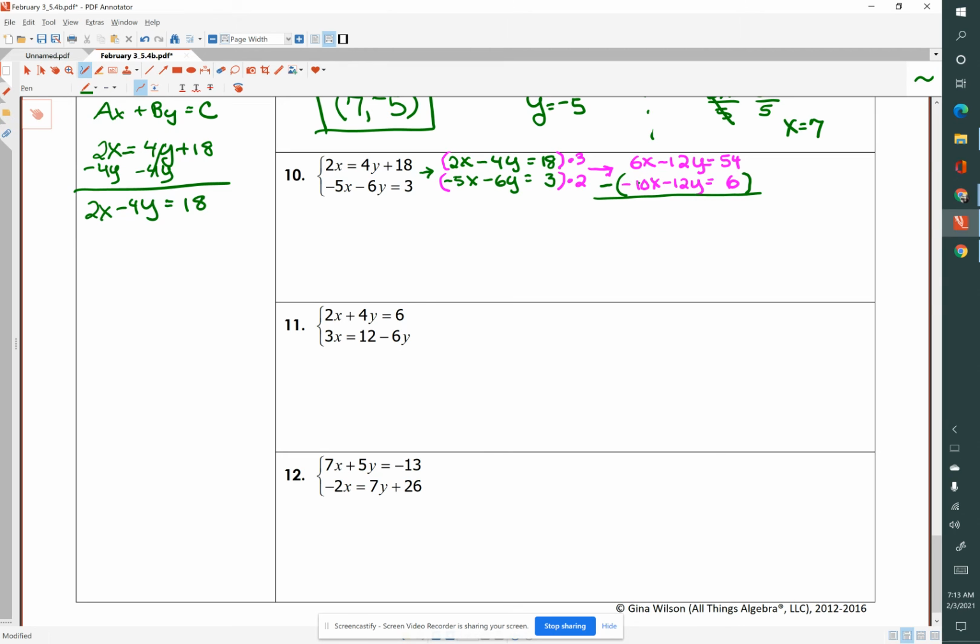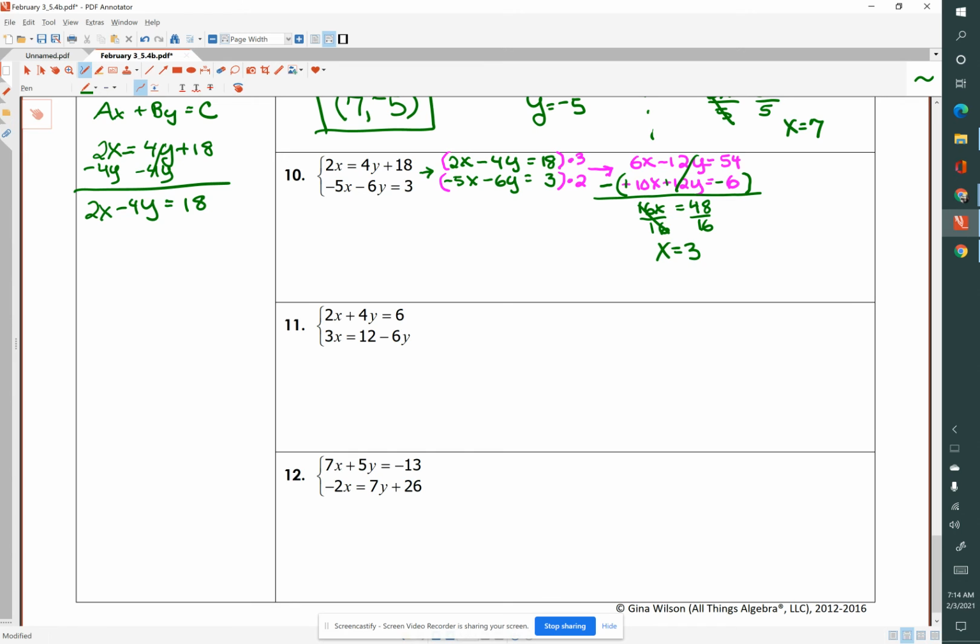And that's true of the negative 10x. So this will be 6x plus 10x, which is 16x, negative 12y plus 12y, which cancels our y's, and 54 minus 6 equals 48. And then I'll just divide both sides by 16, and x equals 3.